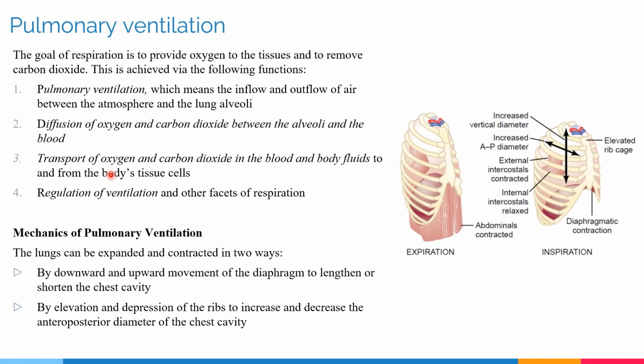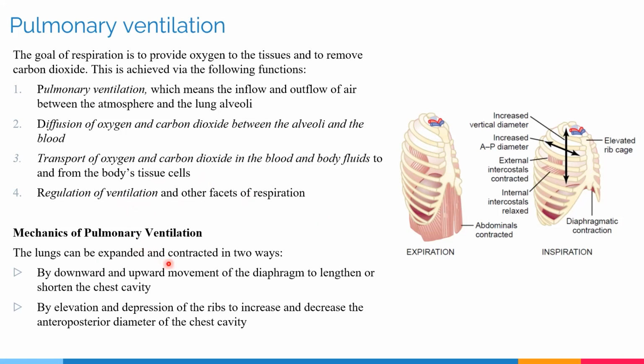The blood cells take the oxygen from the lungs to different parts of the body and recover carbon dioxide from different parts of the body and tissues back to the lung itself. So transport of oxygen and carbon dioxide is the third arm of the respiratory system. Next, we also will look into regulation of ventilation and other facets of respiration. How exactly the rate at which expiration and inspiration occurs is controlled is what we will look into as well. But first, we'll look into the mechanics of pulmonary ventilation itself.